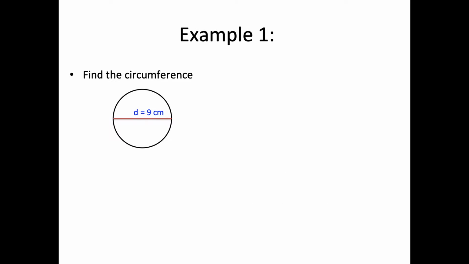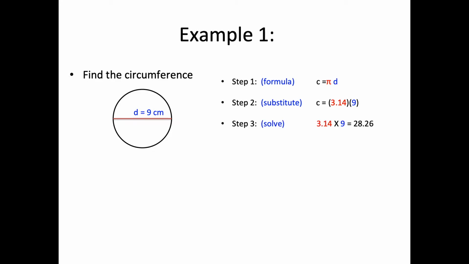For example, if we find the circumference of a circle with a diameter of 9 centimeters, we start by writing the formula, circumference equals pi d. Then we substitute the value for the diameter, 3.14 for pi times 9. If you put that in your calculator, we get 28.26, and then we label it with the correct unit of measurement, centimeters.